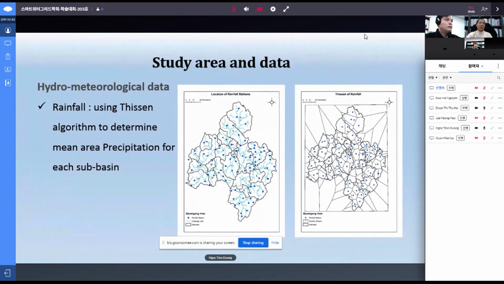About the hydrological and meteorological data. For rainfall, I use the Thiessen algorithm to determine mean area precipitation for each sub-basin. In my data, I collect the data from 79 rainfall observation stations.